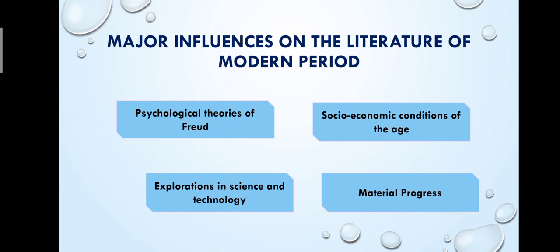We can say that the modern age is an age of exploration. It is an age of development, an age of transition, an age of interrogation, and this age is highly experimental. This age is also known as an age of experimentation.